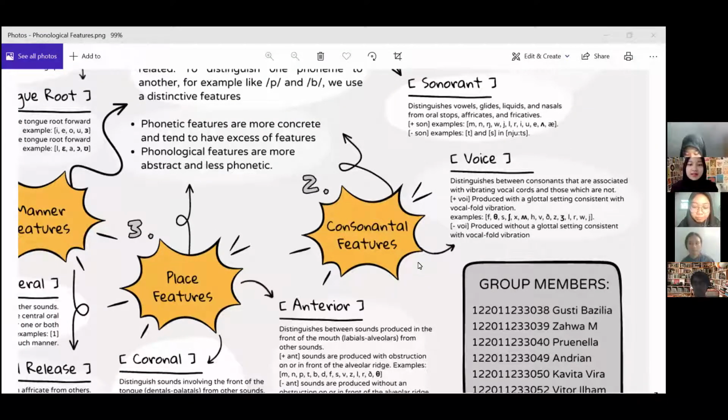The second one is negative voice, and this sound is produced without a glottal setting consistent with vocal fold vibration. So in conclusion, positive voice has vocal fold vibration, while in negative voice there is no vocal fold vibration. The next material will be explained by my friend. Thank you.